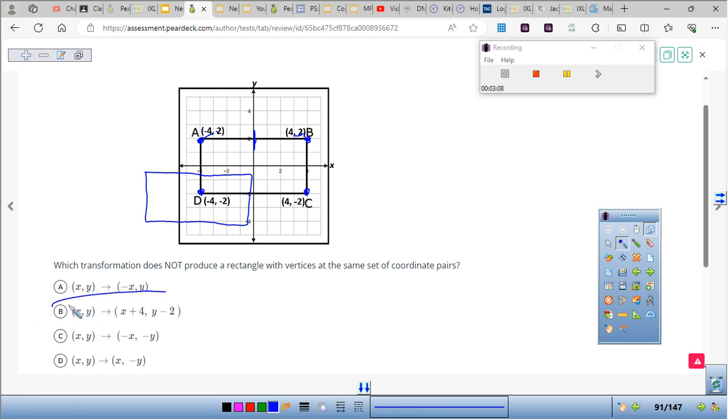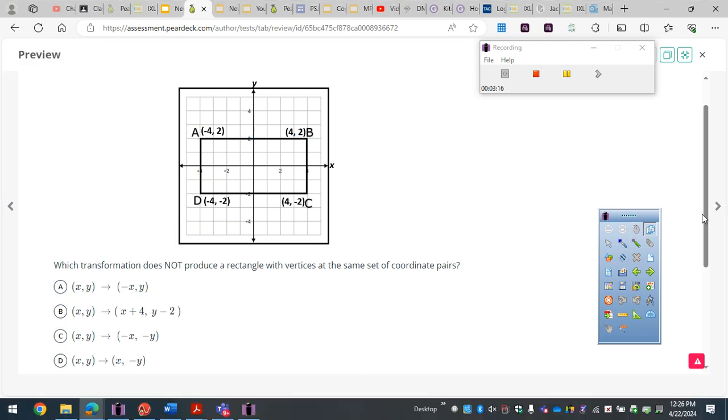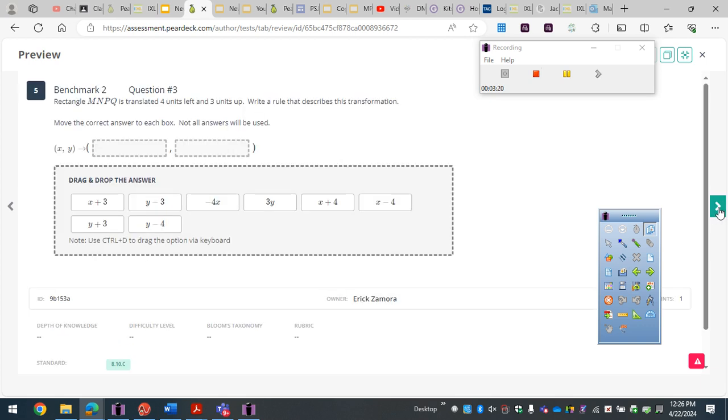And to identify translations, easy. This is a translation right there. Translation just moves it out of the way. It does not even keep it in the same coordinates. So let me see the change.